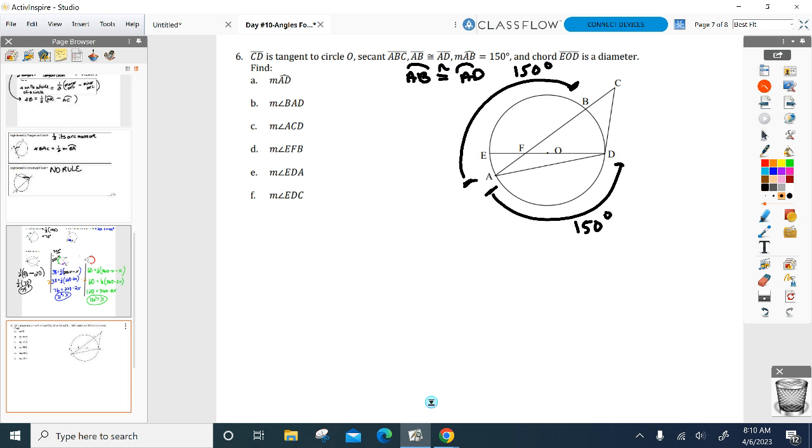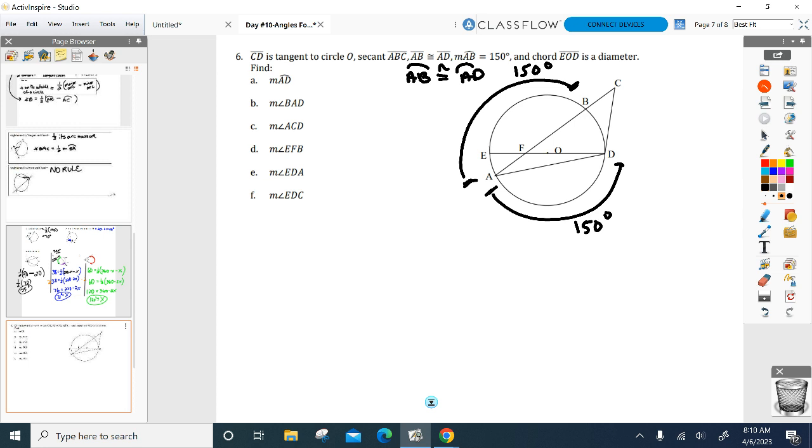Can you guys find any of the other arcs maybe for me? EOD is a diameter. Hint, hint. Is any of those other arcs you could possibly find me? I want to try to find every single arc that's up there, and I don't have that yet. Can you guys help me find the arcs?